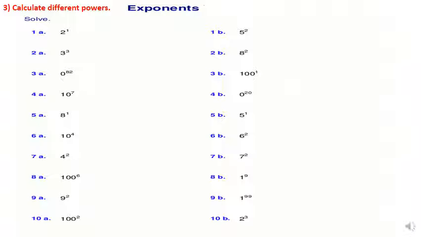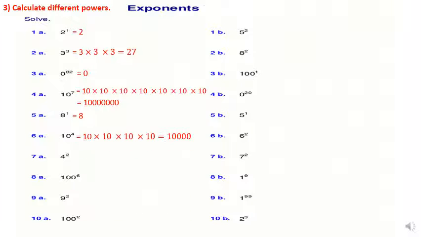So if we have 2 to the power 1, it's 2. If we have 3 to the power 3, it's 3 times 3 times 3, which is 27. 0 to the power 82: 0 to the power anything is 0. 10 to the power 7, you can do this mentally because when I have 10 to the power 7, it means I have 7 zeros. 8 to the power 1 never changes because it's 8, and so on.